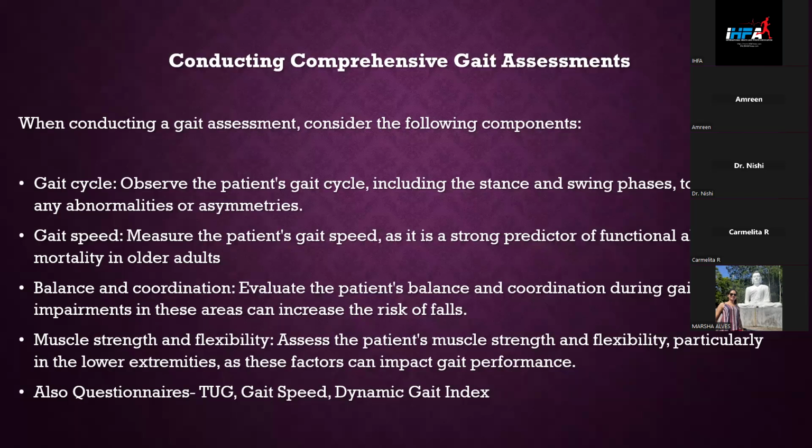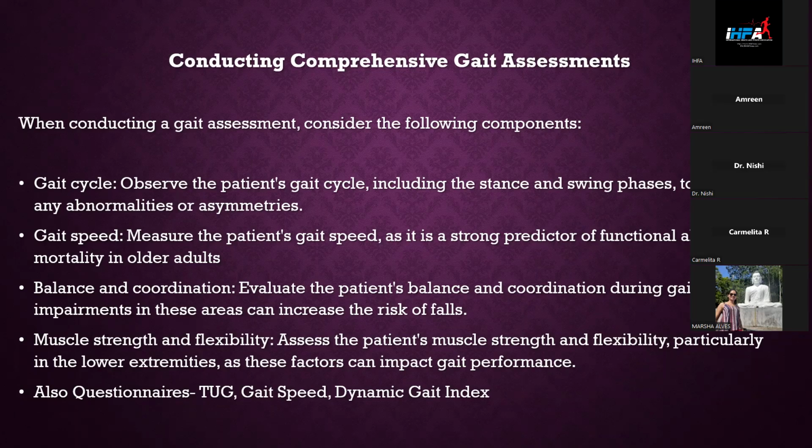So there are different components that we have to assess. First, always check the gait cycle. What is the patient's gait cycle? Are both the phases of the gait cycle present or not? If any of the phases are absent, which phases are absent? Note down the abnormalities and asymmetry. That is the first step. Second step is gait speed. Gait speed is a very good, strong predictor of functional ability and mortality in older adults. Okay, so gait speed has to be noted.